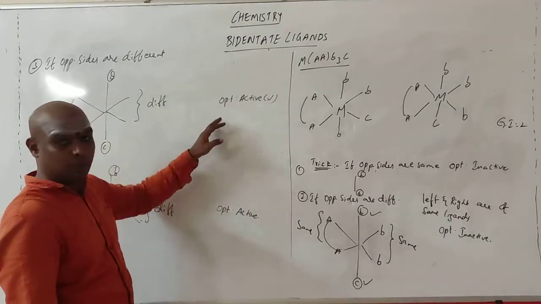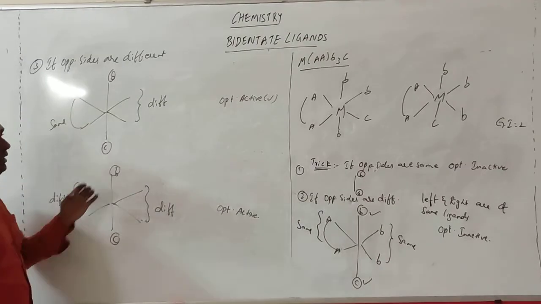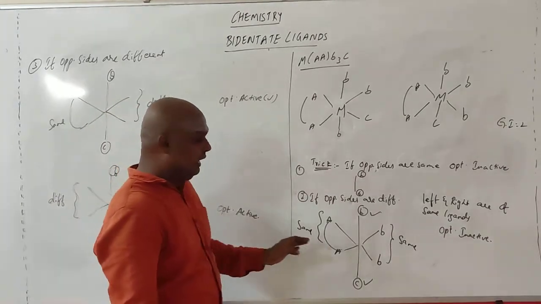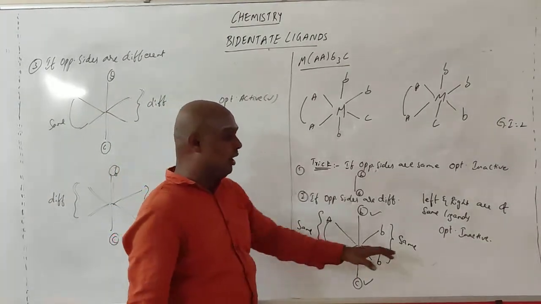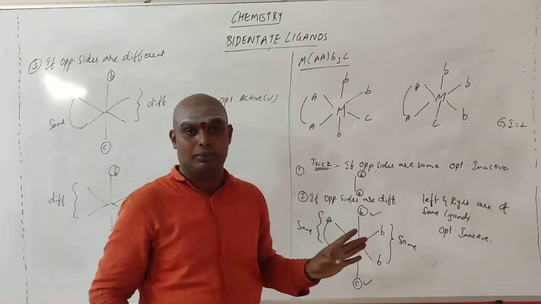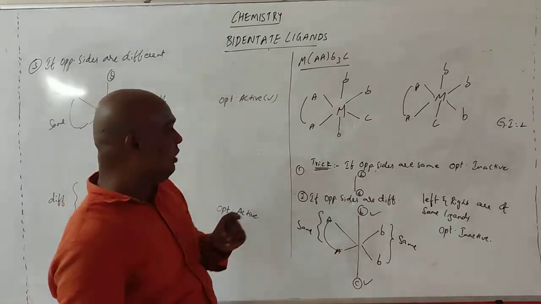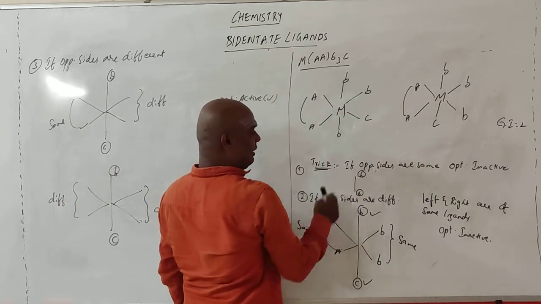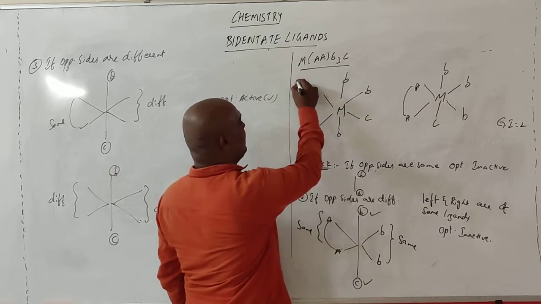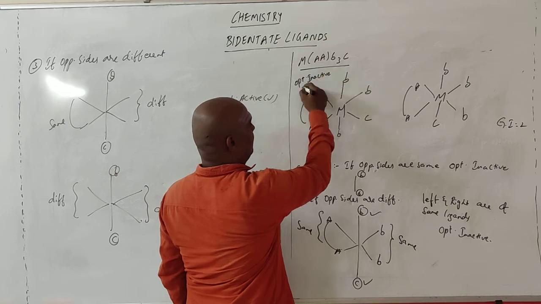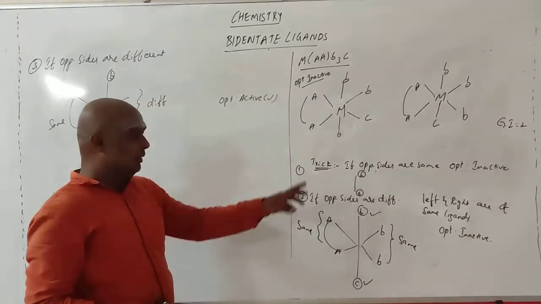Both are optically active. See, left side, right side are different. Only one side is different and the other is same, optically active. If both are same, left side and right side, optically inactive. If top and bottom are same, optically inactive. That is the condition. Clear? So now go for this. Opposite sides are same, B and B. See, this first condition. So this is optically inactive. Okay? This one. Go for this one.